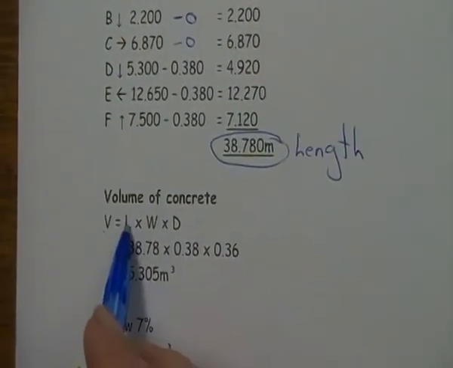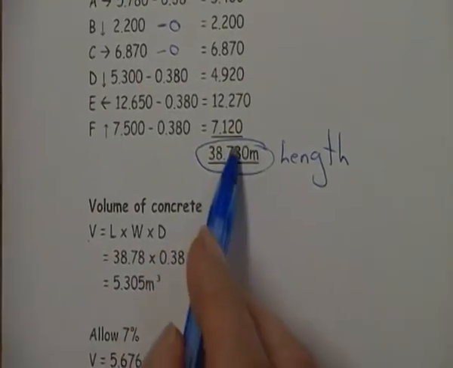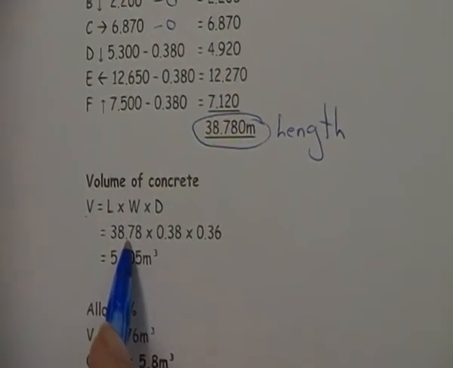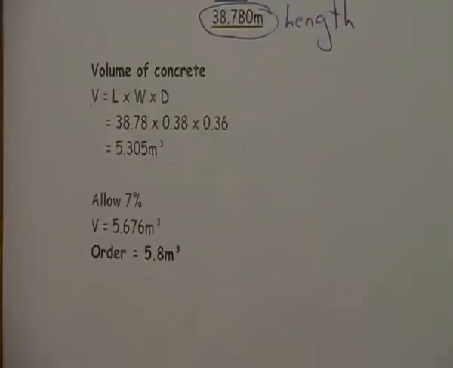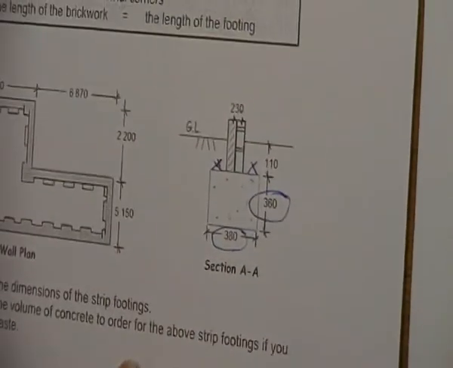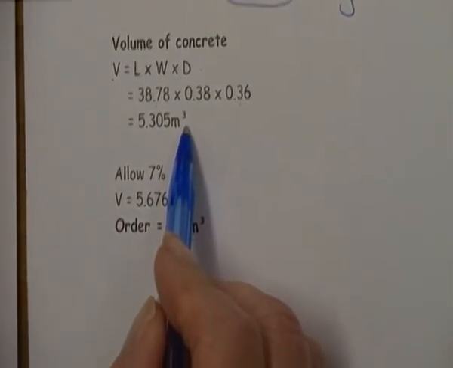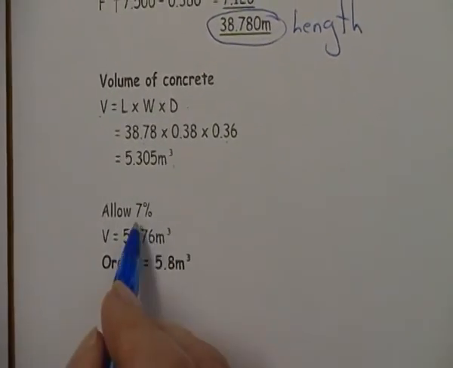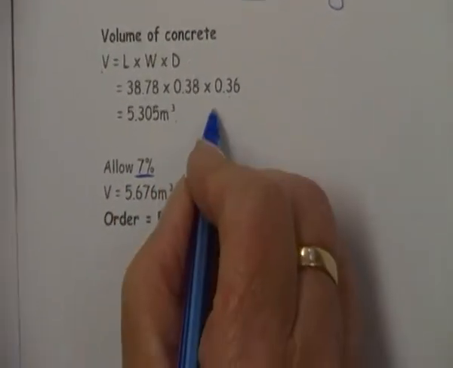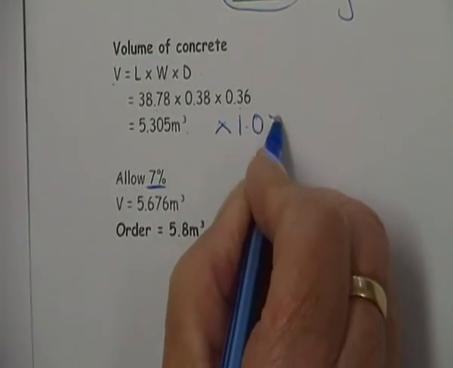So volume is length times width times depth. We're using the length of the footing times the width of the footing. Now we're doing concrete, so it's 360, so 0.36. We get our figure of 5.305 metres cubed. We're going to allow 7% waste, so we're timesing that by 1.07.